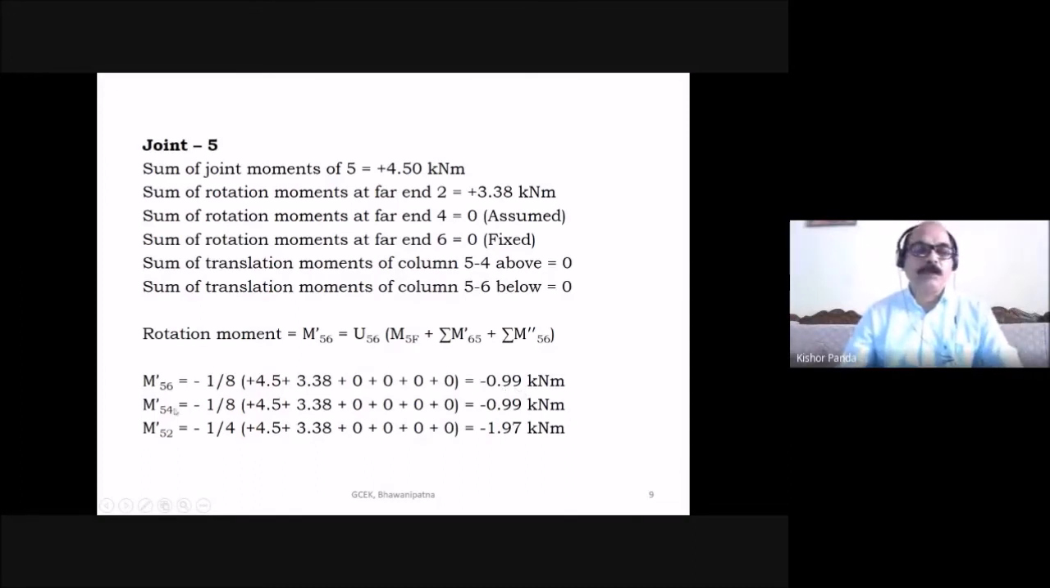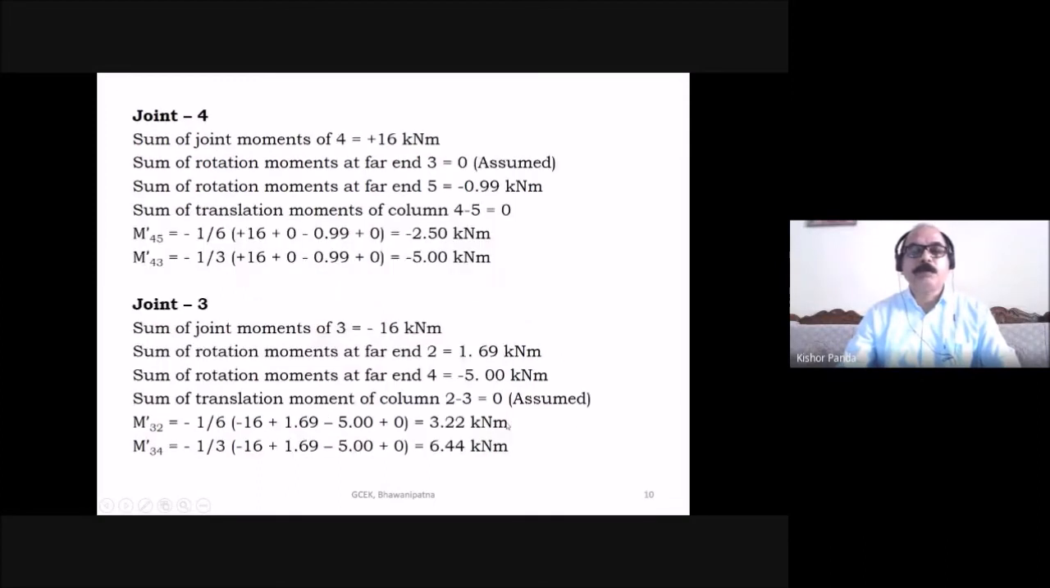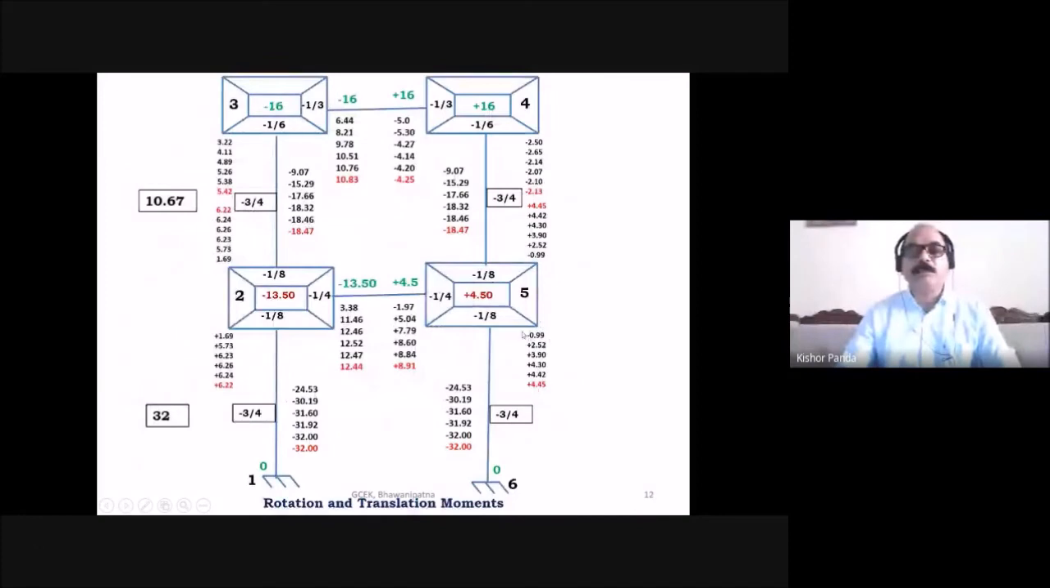Similarly, M-54 is also minus 0.99, and M-52 you get here as minus 1.97, because here the rotation factor is minus 1/4 for 52. So these are the values you got: 56 this one, 54 this one, and 52 this one. Now you put these values in tabular form. So here you put minus 0.99 for 56, minus 0.99 for 54, and M-52 here.